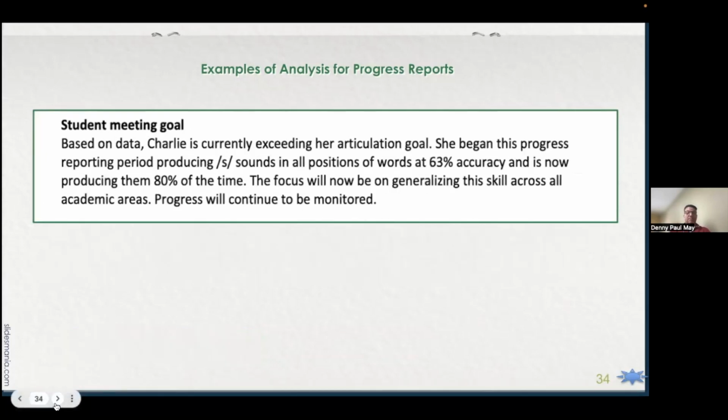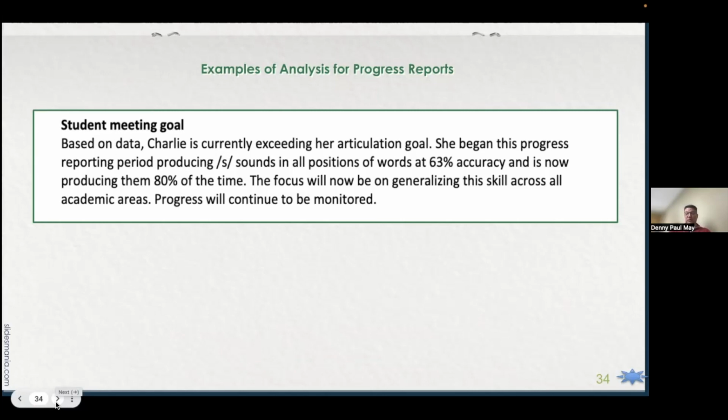And then we got a student meeting the goal based on data. Charlie's currently exceeding her articulation goal. She began this progress reporting period producing S sounds in all positions of words at 63% accuracy and is now producing them 80% of the time. So the focus will now be on generalizing this skill across academic areas. She's met the goal and we need to move on.